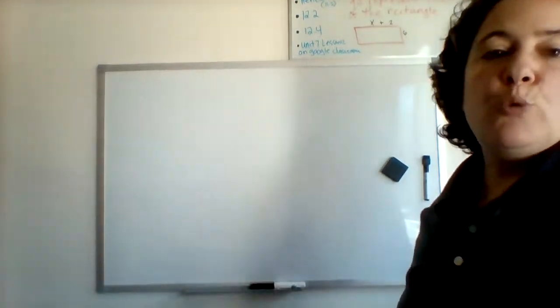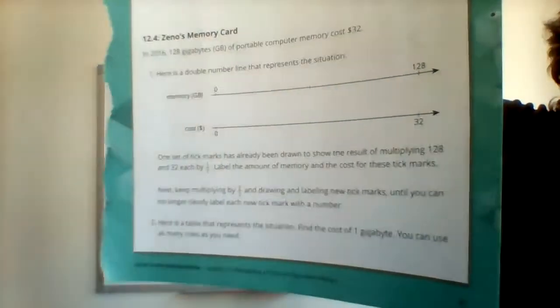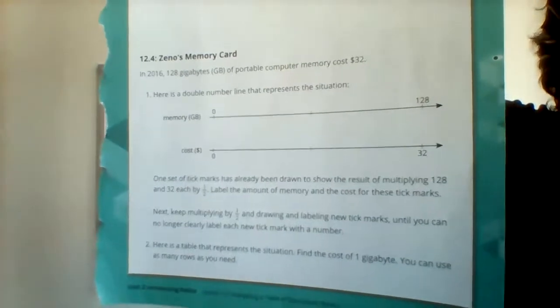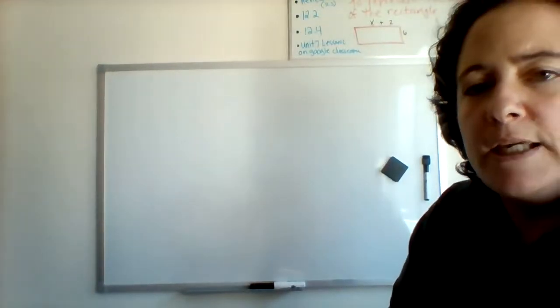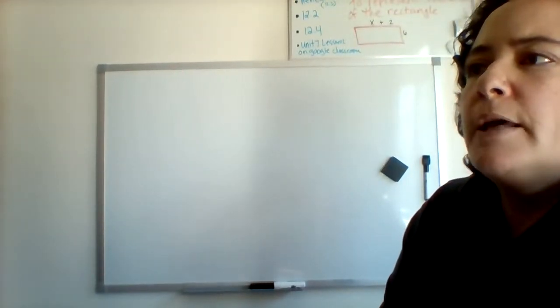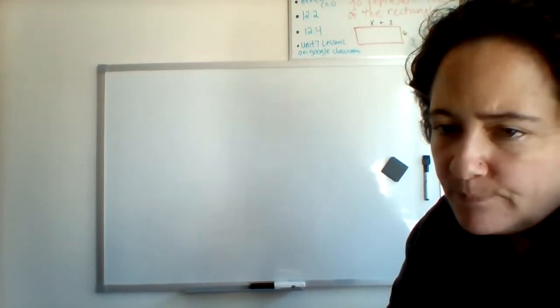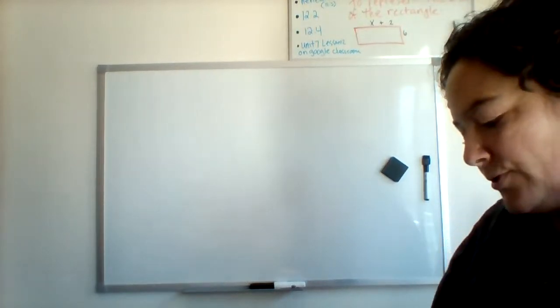Now, 12.4. The whole goal of 12.4 is to take a look at solving a problem using a double number line, but then when you're done, doing it on a table and trying to see which one you like better, and what are maybe some drawbacks to one versus the other. All right. Okay. All right. So let's do this.